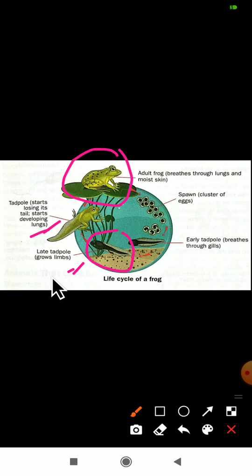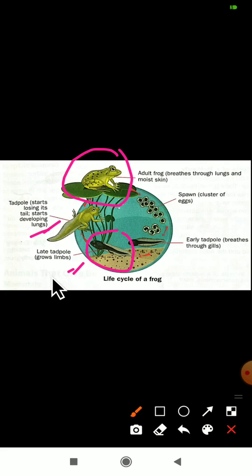Why are the gills present in an early tadpole? Why are gills present in the early tadpole? For breathing purposes. Even it has a tail. Why is the tail present in an early tadpole? Why is the tail present in the early tadpole? Because of swimming purposes. As you all know, the frog will lay the eggs in water.